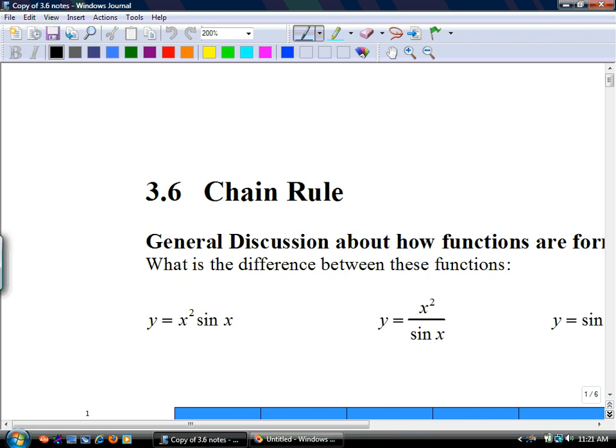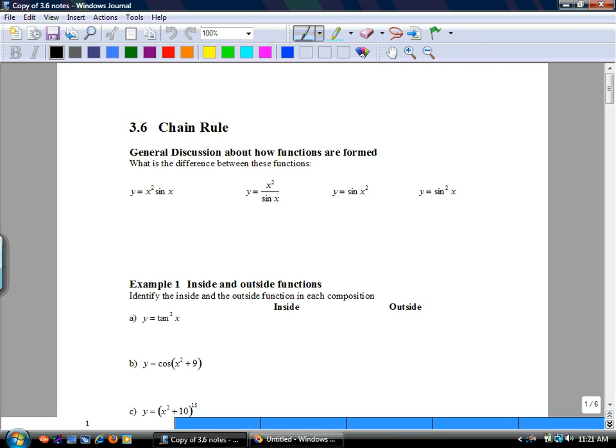Okay, so today's about the last major rule in the course for this chapter, for the first half of the course, the chain rule. General discussion about how these functions are formed, what is the same about them, what is different about them. Well, they all have x squared in them, and they all have sine in them, but the first two are very different than the last two.